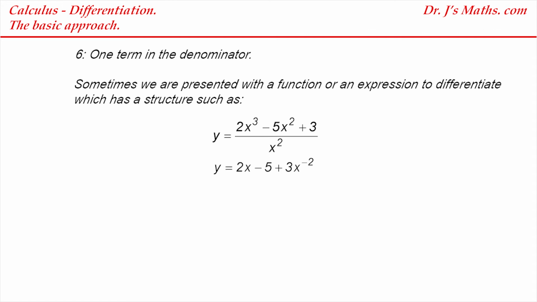So we do our division, and we have 2x cubed over x squared, which is 2x, minus 5x squared over x squared, minus 5, plus 3 over x squared, 3x to the minus 2. So we take our derivative in the normal way. dy dx is equal to 2 x to the 1 minus 1, which is 0, therefore x to the 0 is 1, so we're left with a 2. Minus 5 is the constant, so that drops out. And then we have plus 3 times minus 2, minus 6 x to the minus 3, which we can write with positive indices, 2 minus 6 over x cubed.